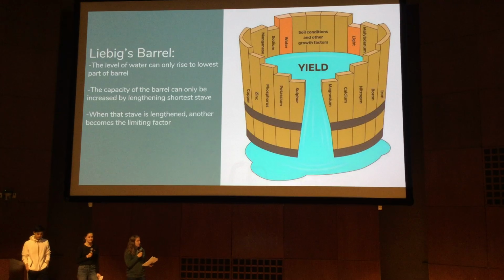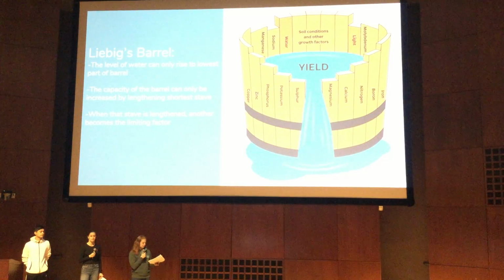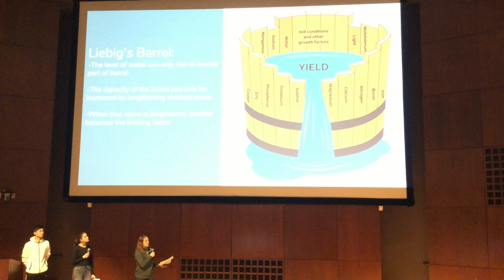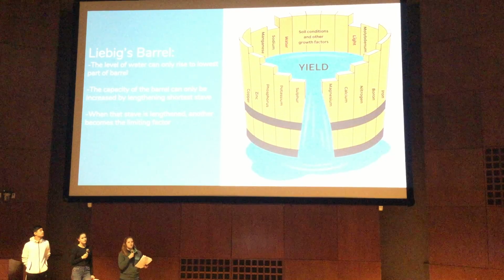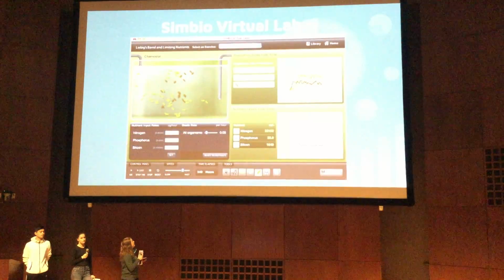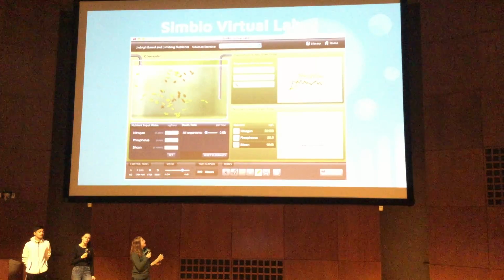Another module we used to learn about limiting nutrient was the Liebig's barrel, which shows that the shortest stave, or section of the barrel, is what controls the highest level which the water can rise to, otherwise it will spill out, which is analogous with the idea of an organism running out of the nutrient that it needs to grow. If you increase the length of the shortest stave, then another stave becomes the limiting nutrient, which also introduces the idea of secondary limiting nutrient, which we also learned in our favorite virtual lab, the Symbio lab, which we spent many hours of our lives on.